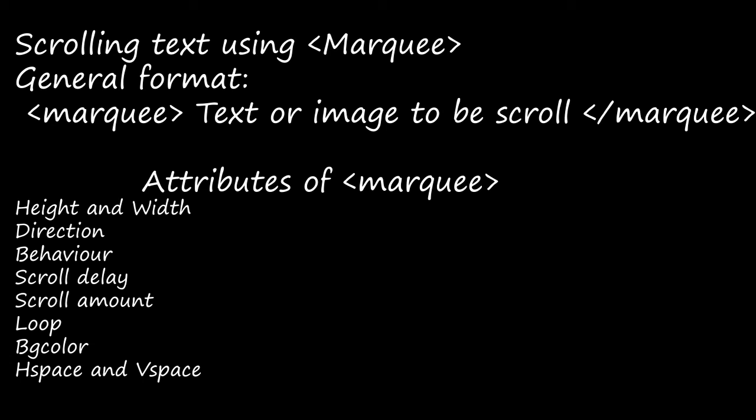When you are giving this marquee tag, the text will be scrolled from one end to another end. If you are giving the height and width, these attributes will set the height and width of the marquee. We have seen it already: you have to give the value either in pixels or in percentage of the browser window. In that height and width the text will move.